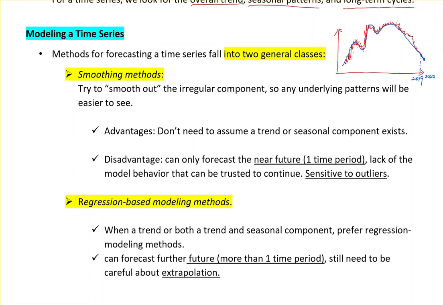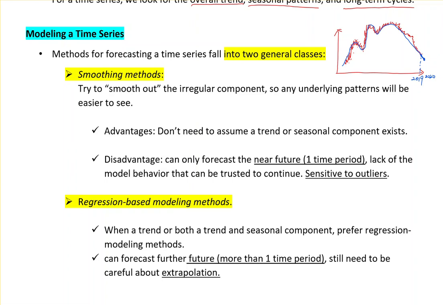The smoothing method has advantages and disadvantages. The advantage is you don't need to assume there is a trend or seasonal component in the time series. Even for a time series that doesn't have a trend and doesn't have a seasonal component, you can still smooth the time series to make the forecast, to make the prediction. So this is the advantage: you don't need to have assumed conditions.